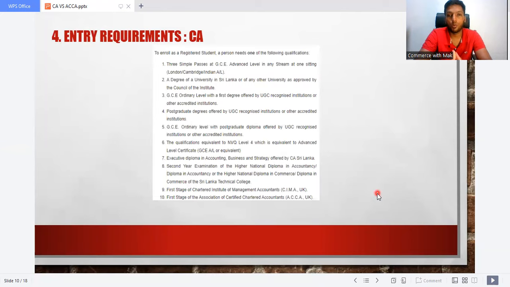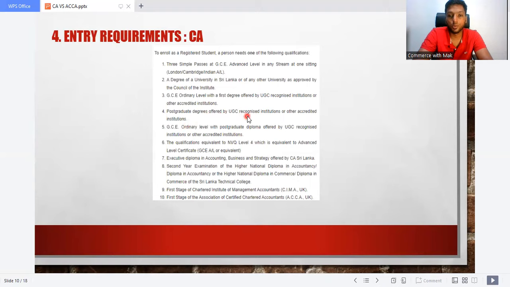I'm going to go one by one slowly. If you feel that your entry requirement has been met, you can go to the next content. So the first one: 3 simple passes at GCE A level in any stream at one sitting. So you should pass in your first exam paper, London, Cambridge, or Indian A level. A degree of a university in Sri Lanka, or any university approved by the Council of the Institute. GCE ordinary level with a first degree offered by a UGC recognized institution or other accredited institution.